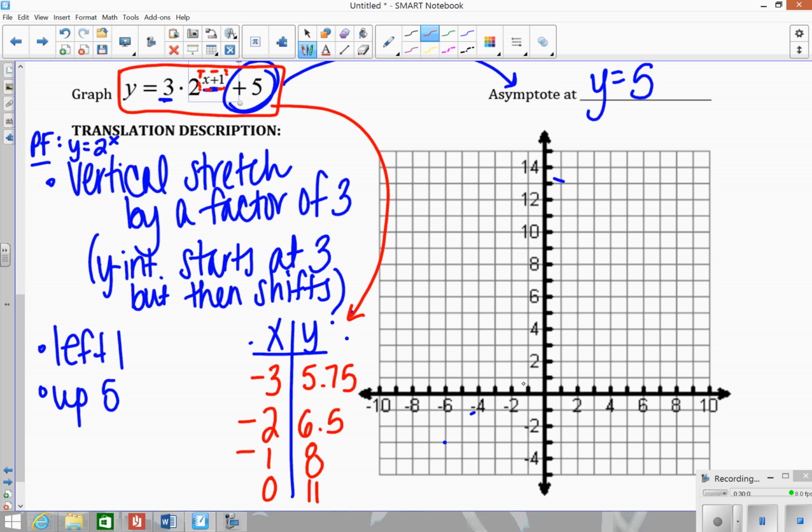So I'm going to plot them. Negative 3, 5.75, so somewhere in here. Negative 2, 6.5. Negative 1, 8. 0, 11. And remember that asymptote, I'm going to go ahead and just draw in a dotted line for that asymptote at 5, because that's going to actually help me with the graph of it. So here's my asymptote.